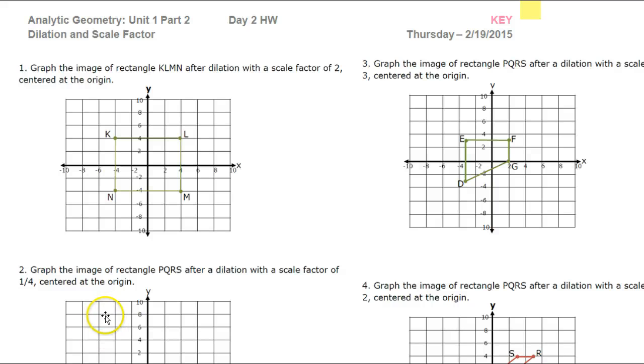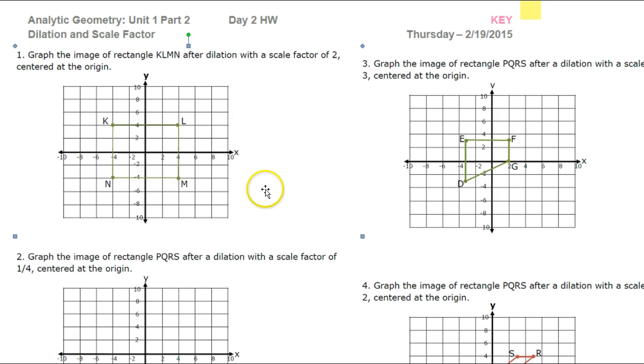All right, in this lesson we will learn about dilation and scale factor. A dilation is a transformation where an image is getting either bigger or smaller. If the scale factor is bigger than 1, then the image will get bigger. If the scale factor is less than 1, the image is getting smaller.